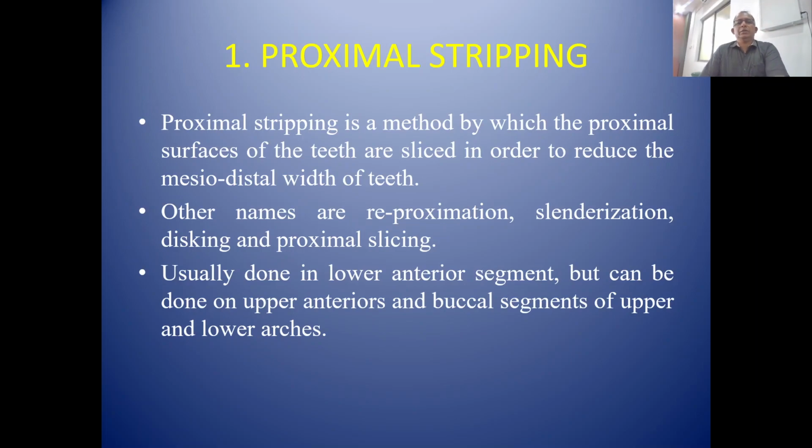Proximal stripping is a method by which the proximal surfaces of the teeth are sliced in order to reduce the mesiodistal width of a tooth. Other names are reapproximation, slenderization, disking, and proximal slicing. It is usually done in the lower anterior segment but can be done on upper anteriors and buccal segments of upper and lower arches.